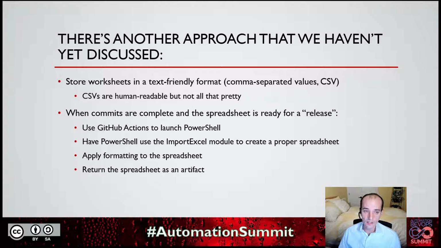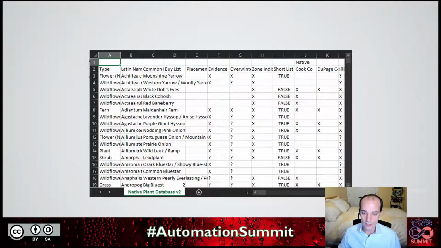Then my thought is, when there's a commit or a pull request, or if we just decide that the Excel sheet is ready for release, quote unquote, then we can use something like GitHub Actions to launch PowerShell. And in PowerShell, we can use the ImportExcel module to convert the CSV to a proper Excel spreadsheet, apply a bunch of formatting changes, and then ultimately return the compiled spreadsheet as an artifact. That's the general workflow that I think we would incorporate. So to get started testing this out, I converted the Excel spreadsheet to CSV. And if you're familiar with working with CSV files in PowerShell, you can spot some issues right out of the gate.